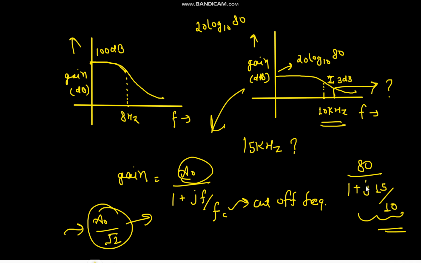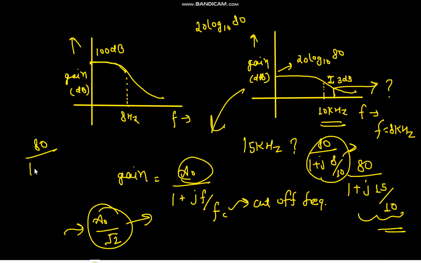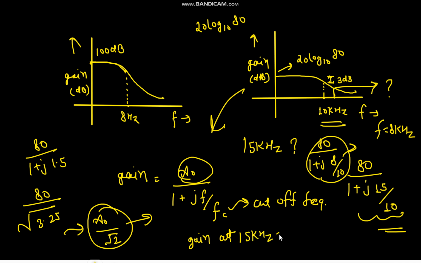So if they ask to calculate at f equals to 8 kilohertz, let us assume, then we would simply put j omega 8 by 10, right? Now they are asking at this frequency, so that we are putting. So now it would be 80 upon 1 plus j 1.5. So it would be 80 upon root of 2.25 plus 1, so it would be 3.25. So now let me calculate the answer. So it's 44 point, so gain at 15 kilohertz is 44.37 volt per volt. So that is the gain.